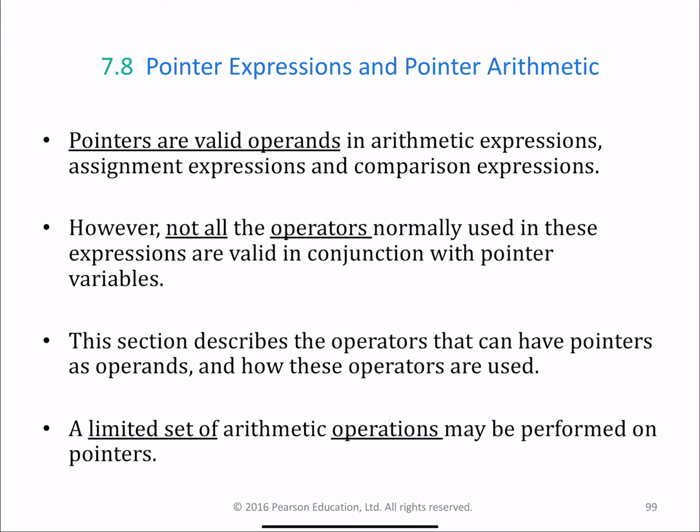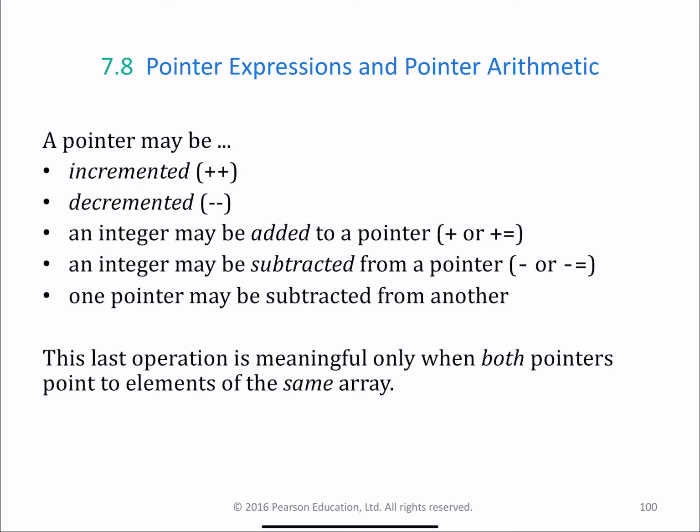We can use some other arithmetic operators that we haven't tried yet. Some we have tried but didn't think about too much at the time. But certain other arithmetic operators do not make any sense when we are using pointers as operands. So in this section, we're going to look at some of the valid operations we can perform on pointers, some of the operators we can use. And like I said, the set of arithmetic operations we can perform is a bit limited. And here are some of them.